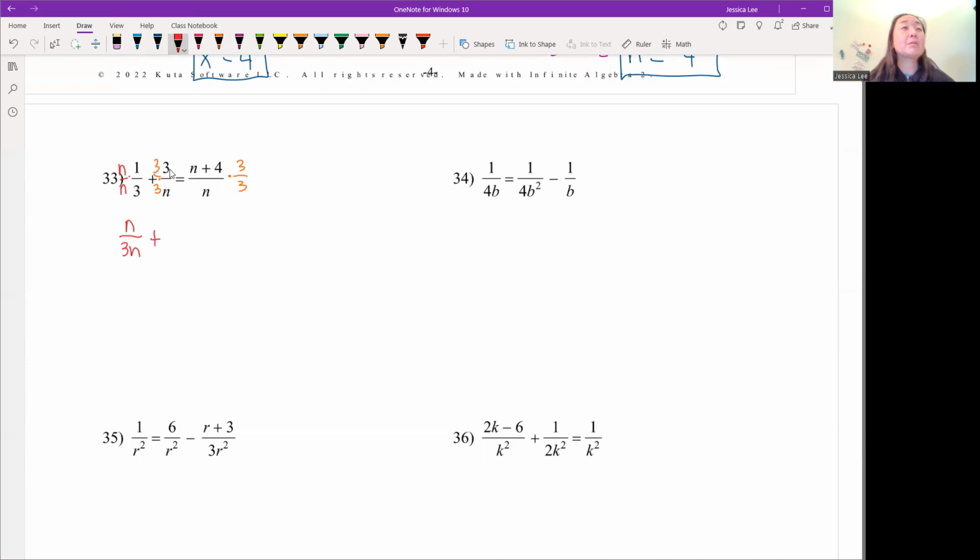Plus 3 times 3, which is 9, over 3 times n, which is 3n, is equal to, I'm just going to distribute this guy. So 3 times n is 3n, plus 3 times 4, which is 12, over 3 times n, 3n. Notice they all have the common denominator. So I'm going to write the left-hand side as one fraction. Since it's common denominators, we just add them up. So n plus 9 over 3n is equal to 3n plus 12 over 3n.